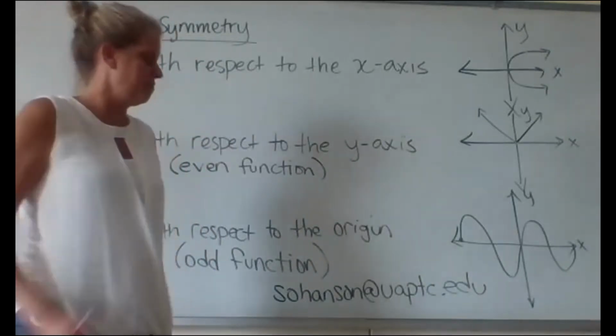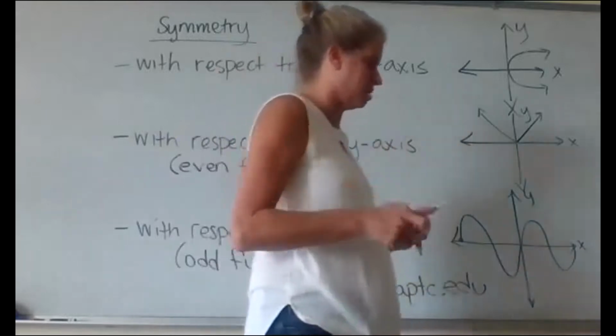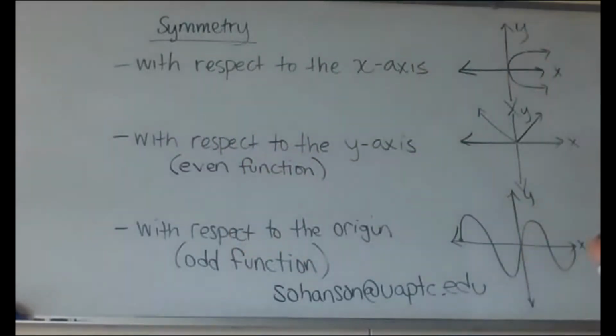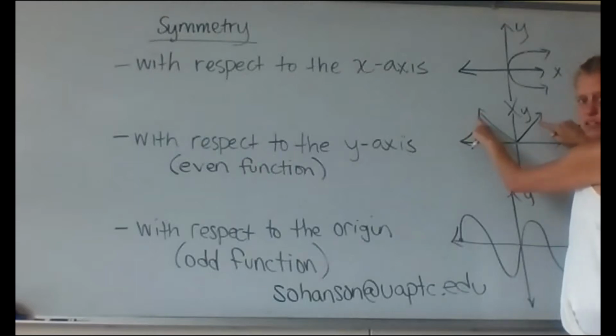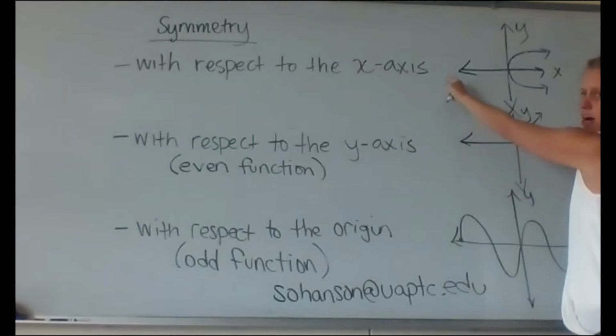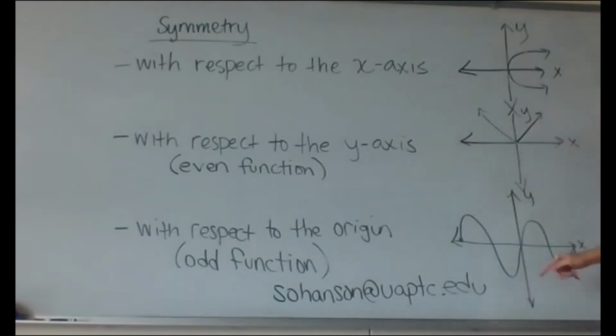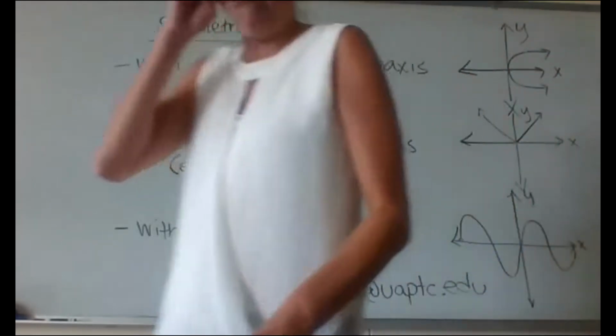Okay, even functions, the way you tell whether you're even or odd, even functions, their end behavior, which means the end of their graph, goes in the same direction. These both go up. Odd functions, one side ends up going down, like this one's still going down. The other side ends up going up. That's the difference between an even and an odd function.